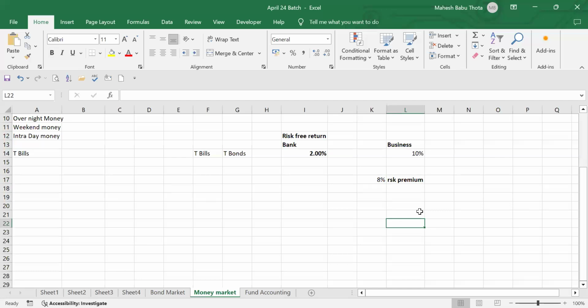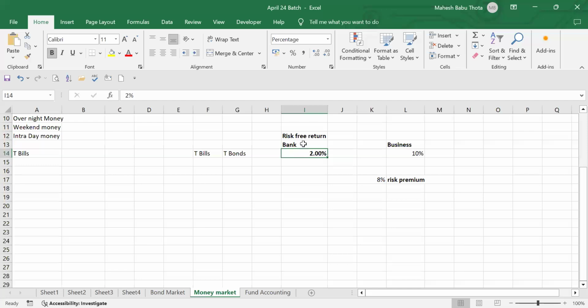If you want to calculate the risk part in business investments, we have to consider this risk premium and risk-free return. Whenever we go for risk evaluation, we have to keep these two points in mind: risk premium and risk-free return. So risk-free return is 2%. But how can I say risk-free return is always 2%? We know banks are not paying 2%. So what return should we consider as a risk-free return?